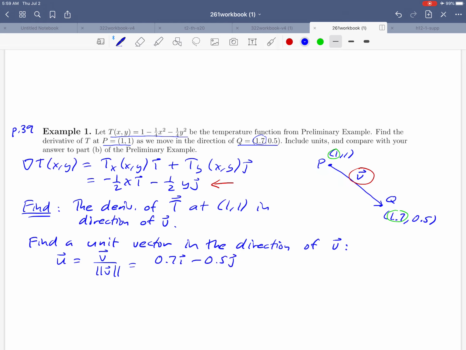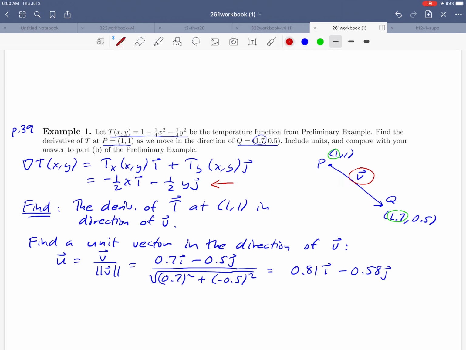So up there in the numerator is just the vector v, and then we're going to divide by its length to turn it into a unit vector. So over the square root of 0.7 squared plus negative 0.5 squared. You can do the arithmetic there, and what you're going to wind up with, rounding off to 2 decimal places, is a unit vector that looks like 0.81i minus 0.58j. Okay, there's u.